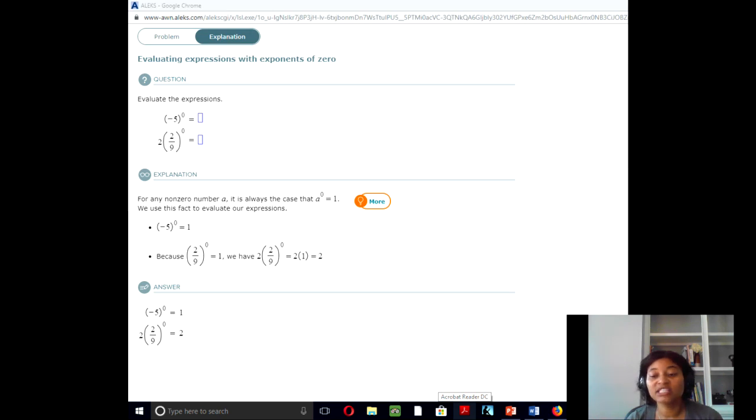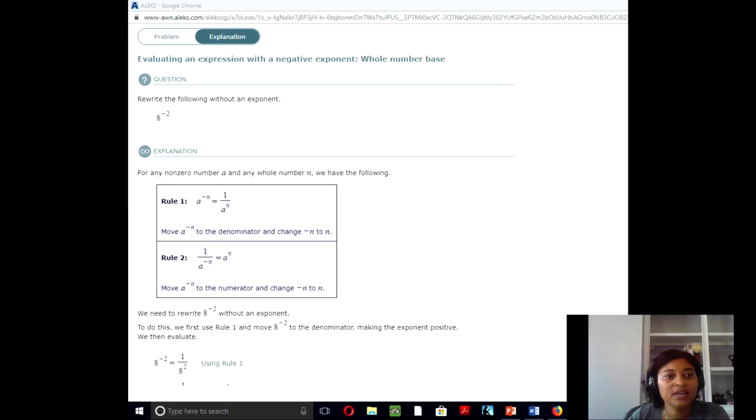Okay, we have one last problem. An expression with a negative exponent. Here they want us to evaluate this problem and take away the exponent. It's a very simple problem. Just keep this in mind.